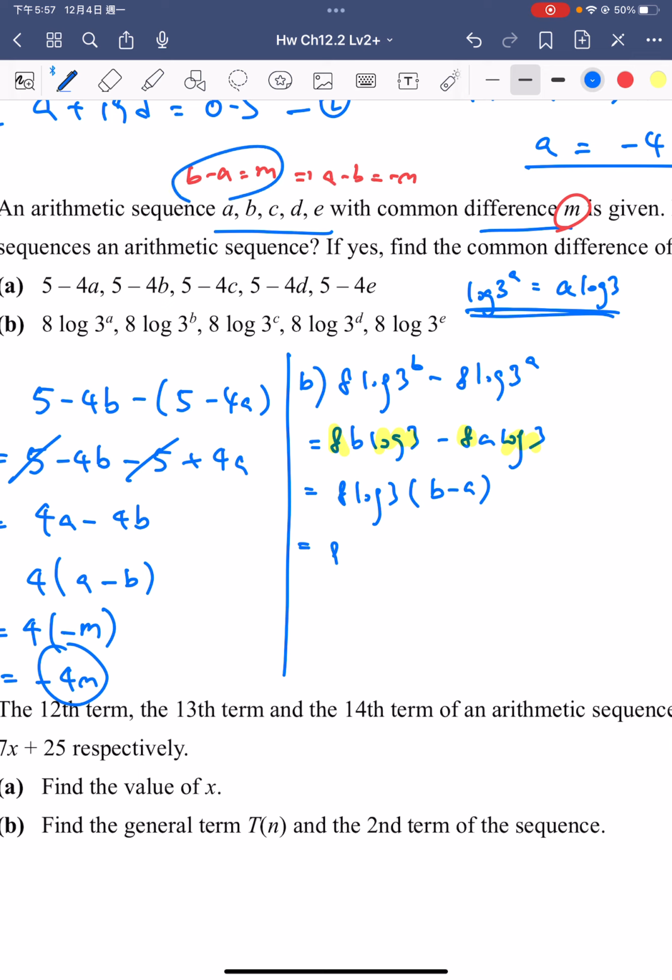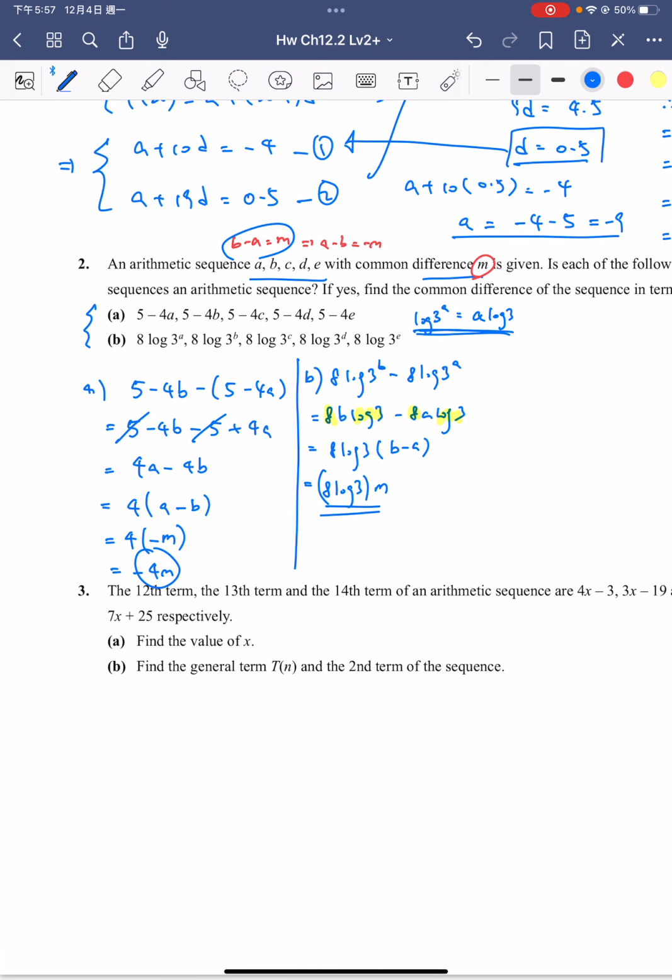So this is equal to 8 log 3 times n. So now we can say this is the common difference, and that's for question 2.